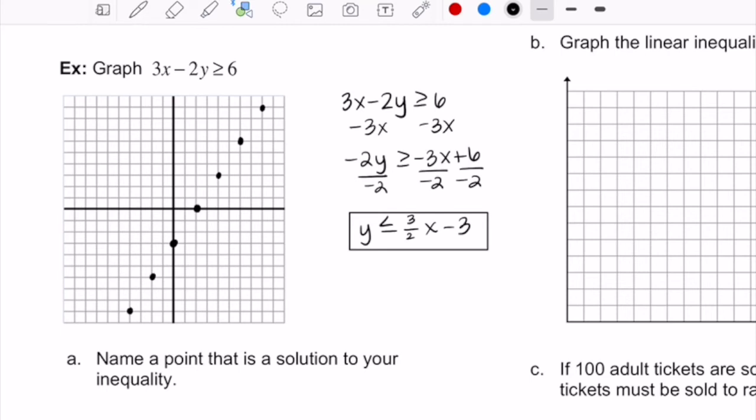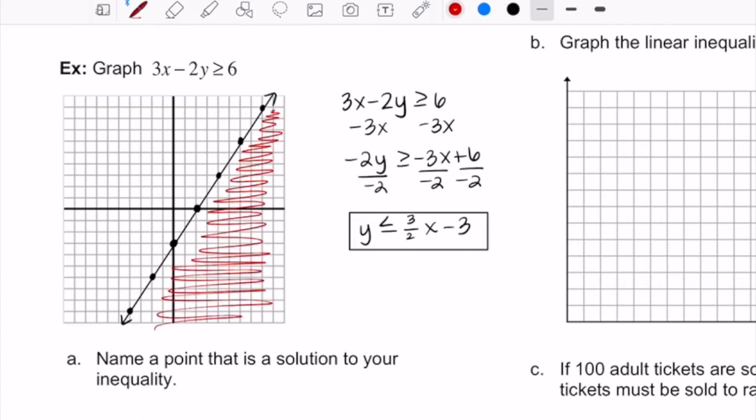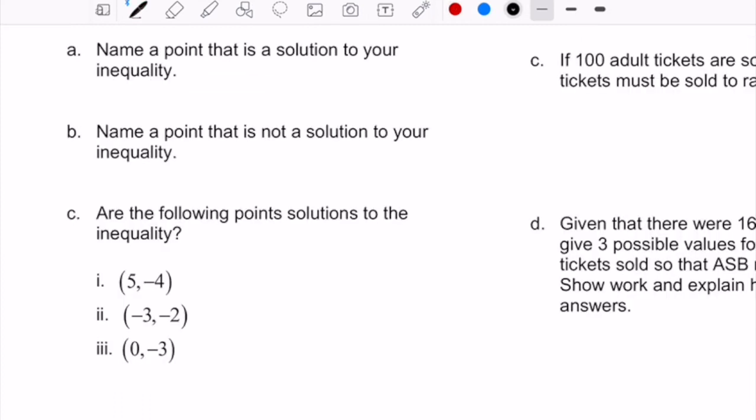It's less than or equal to, so this one will be a solid line. And then lastly, I'll shade the correct side of that line. Less than or equal to means I'm shading under the line. We're asked to name a point that is a solution to the inequality. You can pick any point from the shaded region.